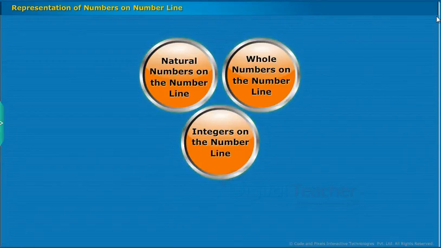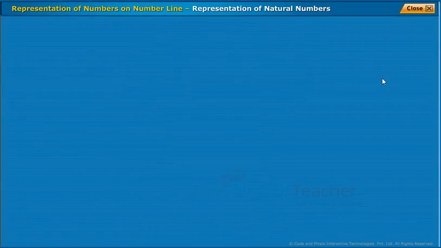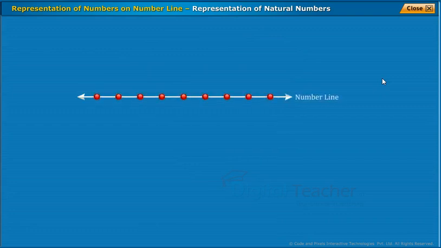Representation of numbers on number line. Let us recall the representation of natural numbers, whole numbers, integers on the number line. Click each circle tab to know more. Representation of natural numbers. The natural numbers are the numbers that we use to count like 1, 2, 3 and so on. The representation is shown on the screen.